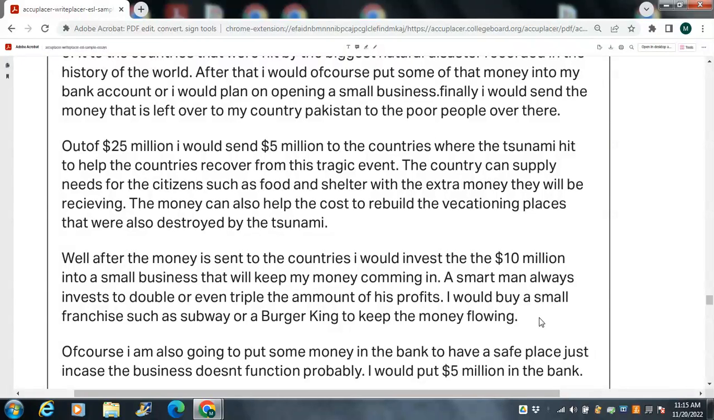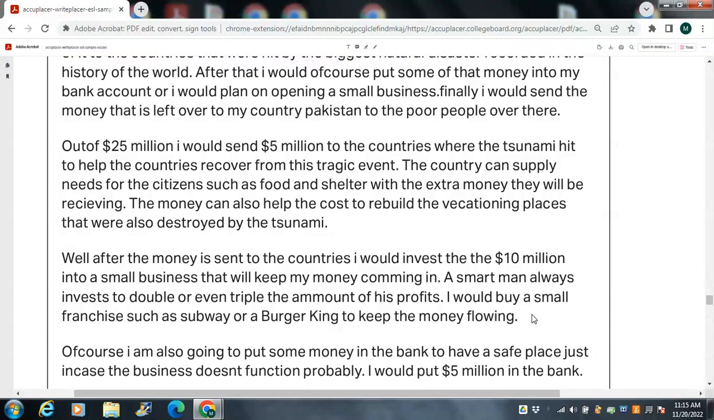They should have placed a comma after the money is sent to the countries, comma, I would invest another 10 million, and then going from there. Obviously, we see some doubling of the "and," "I" needs to be capitalized, and yes, only one M in "coming in," but the idea is clear and the student gets their idea across.